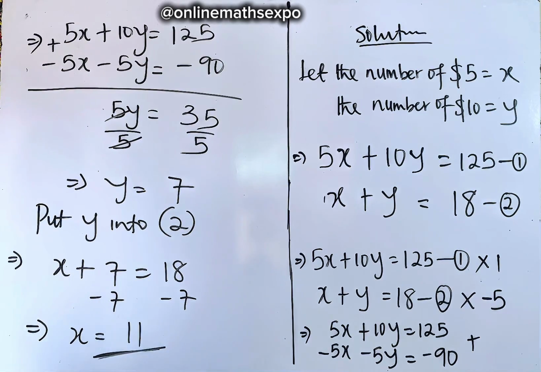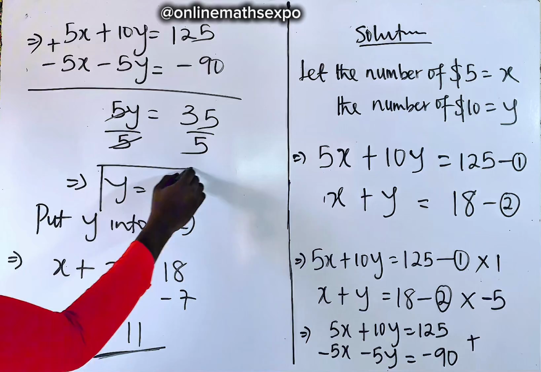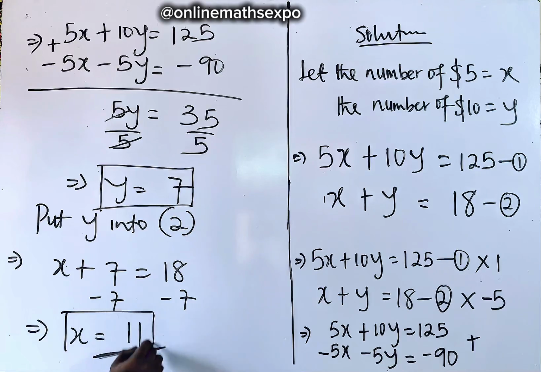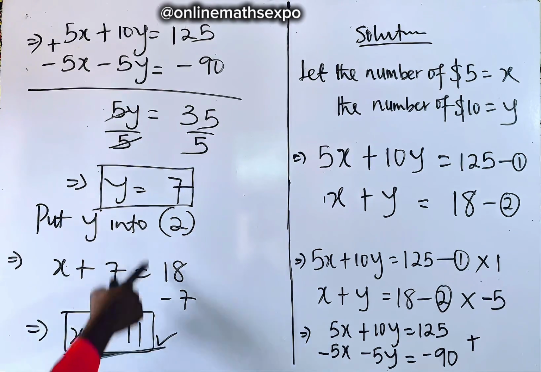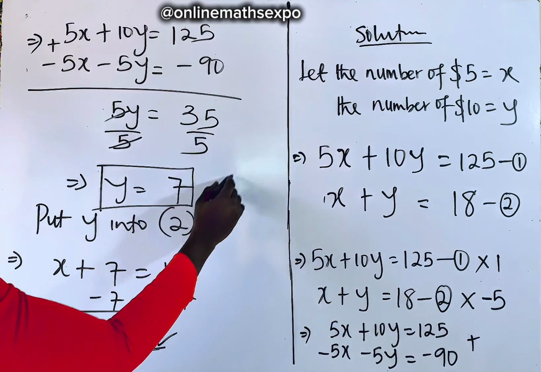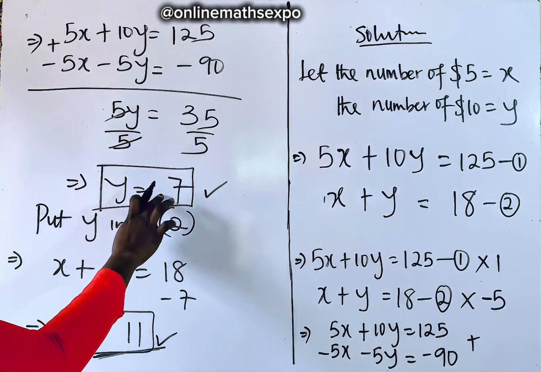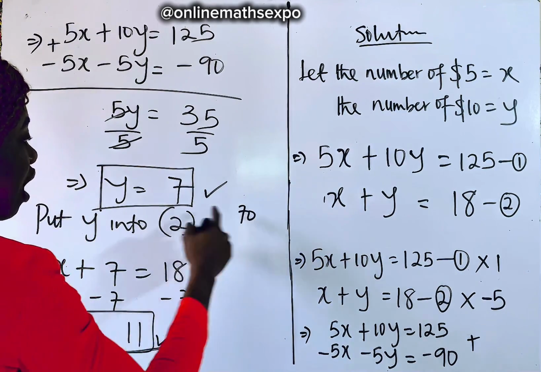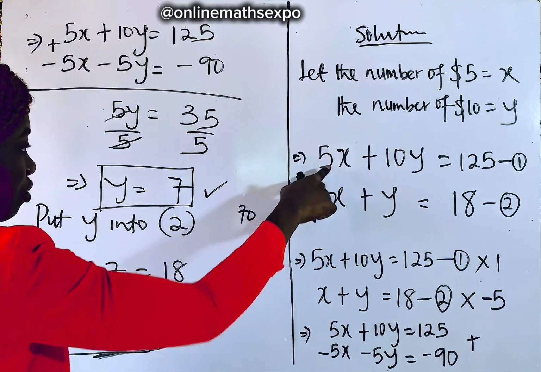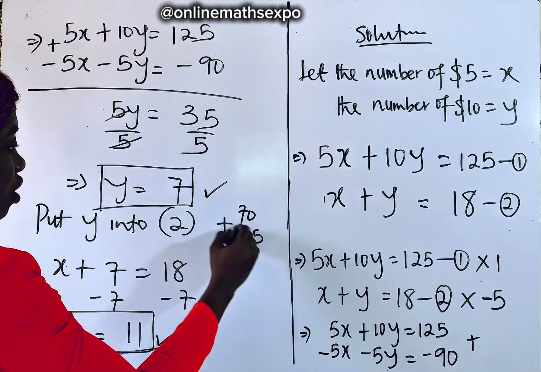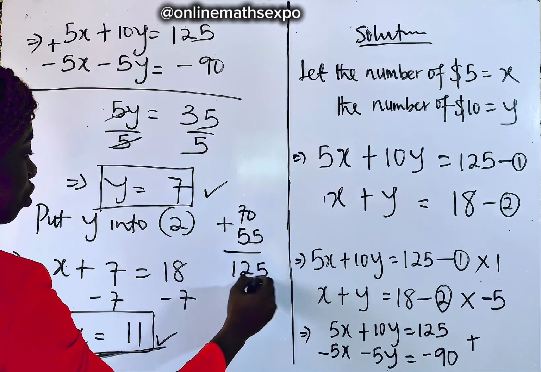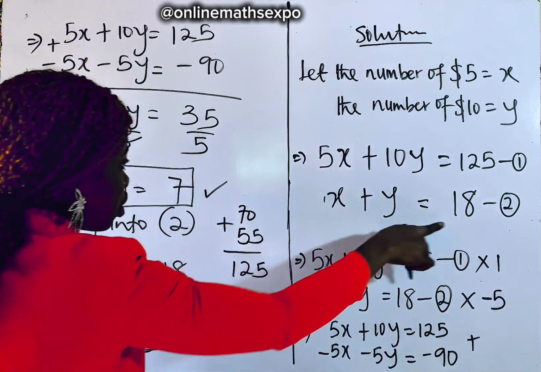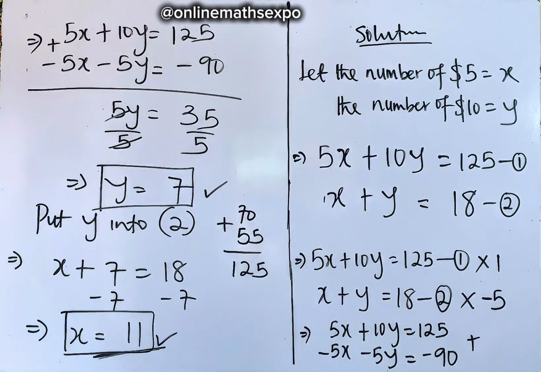So what does that mean? It means that the $5 notes we used are 11 pieces. We have 11 of them. And the $10 notes we used are 7. So when you multiply this 7 by 10, it gives you 70. And when you multiply 11 by 5, it gives you 55. When you add these two, that is what gives you the payment they made. And when you add 11 and 7, it gives you the total number, which is 18 notes that was used for that payment.